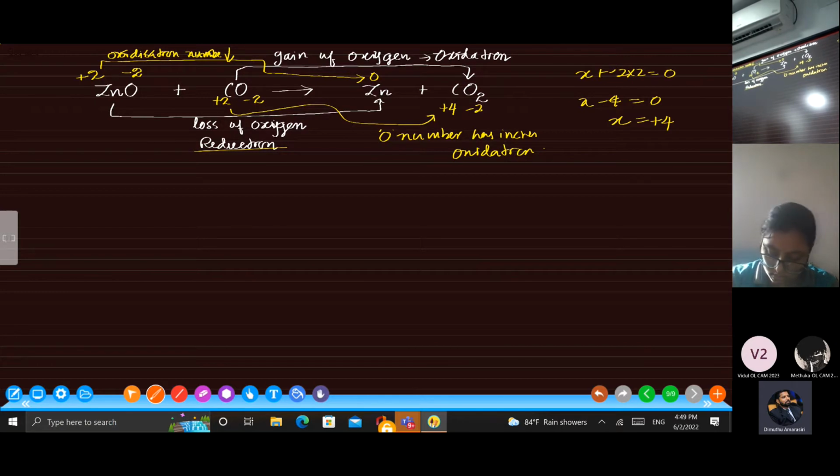Balance your life, and don't get depressed. So this is a redox reaction. So every single reaction is redox, no? You cannot say that. Let me show you an example.